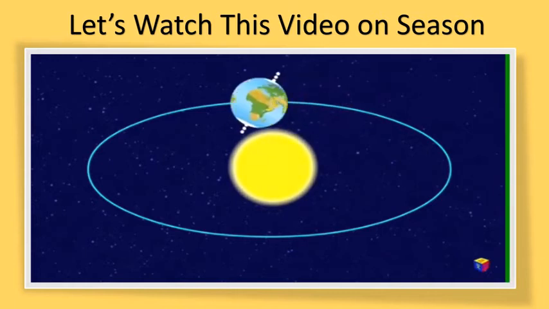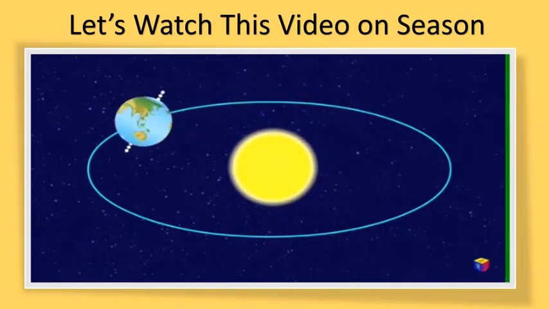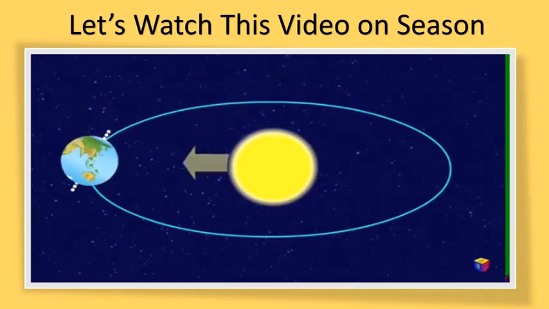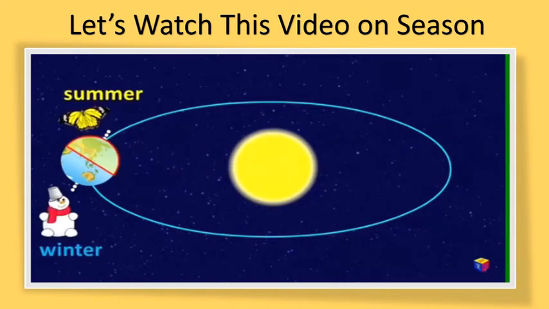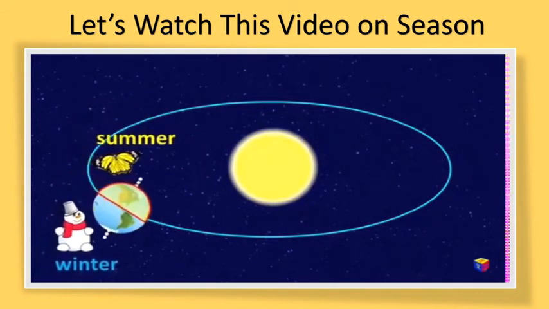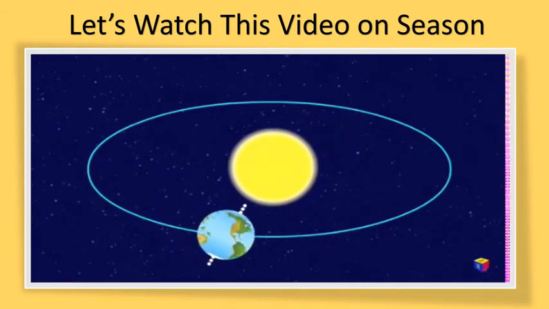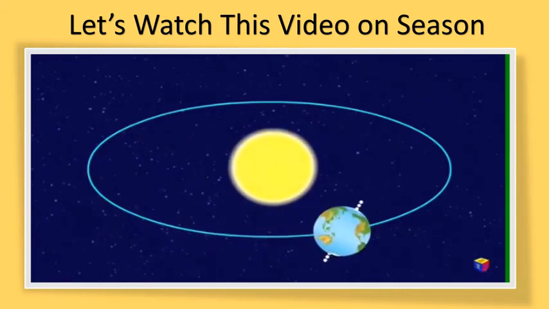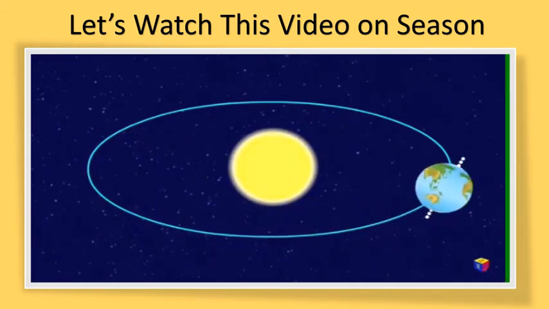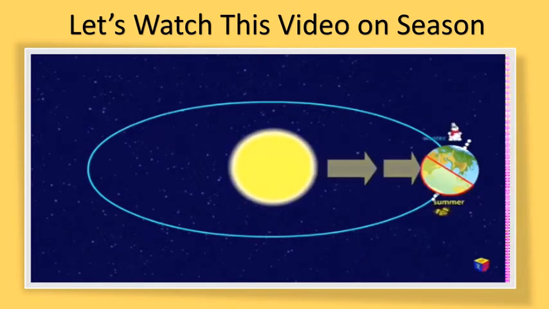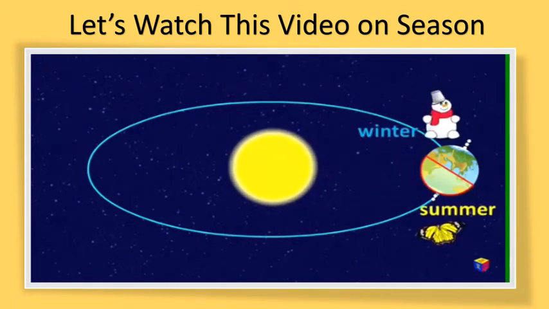When the northern hemisphere points toward the Sun, it experiences summer, while the southern hemisphere experiences winter. And vice versa, when the northern hemisphere points away from the Sun, the southern hemisphere gets more sunlight, creating summer there and winter in the northern hemisphere.